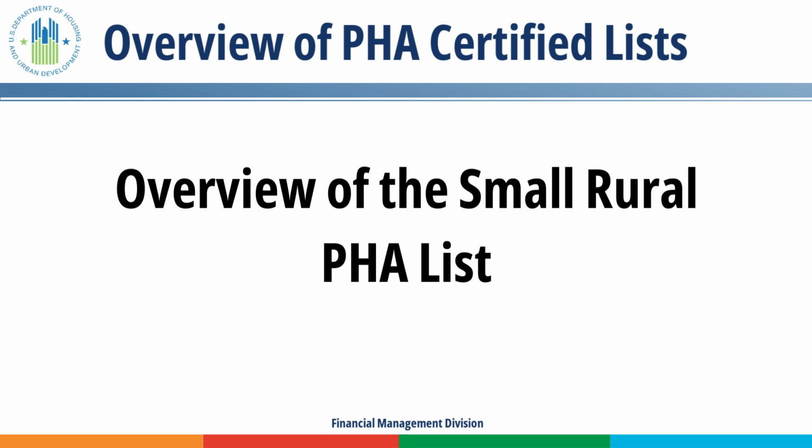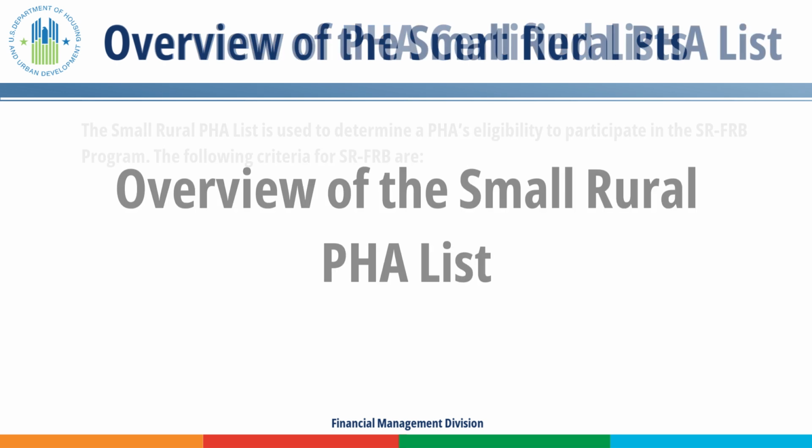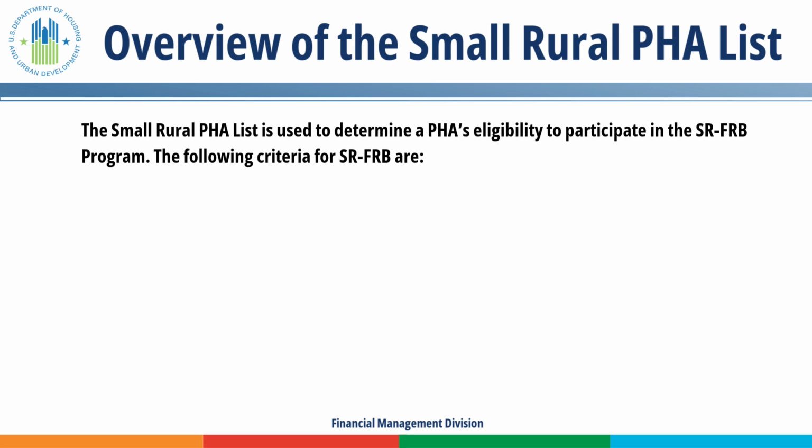Overview of the Small Rural PHA list. The Small Rural PHA list is used to determine a PHA's eligibility to participate in the SRFRB program. The following is the criteria for the SRFRB program.